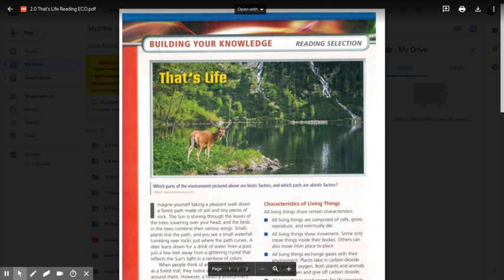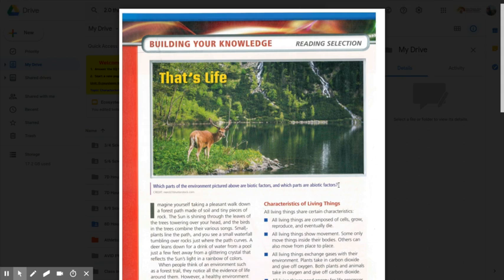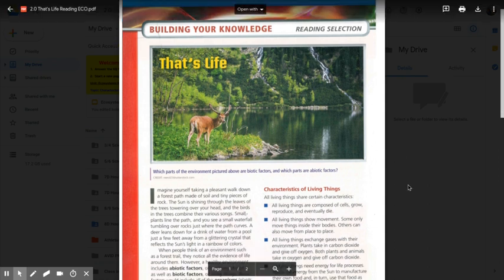So that's life. The caption here says, which parts of the environment pictured above are biotic factors and which parts are abiotic factors? Okay, so we're going to be talking about ecosystems and abiotic and biotic factors.